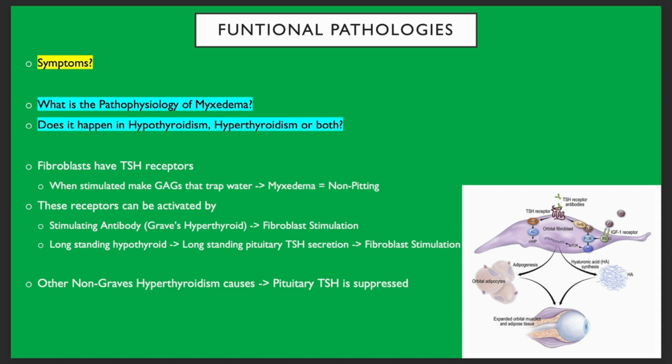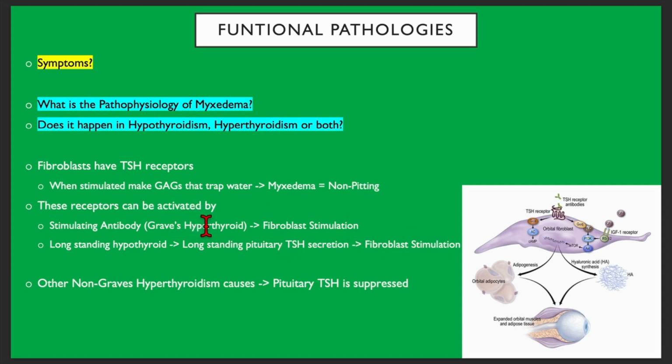It's like a jelly, you cannot make a pitting on it, while water can make a pit, because when you press on it, the water goes away, but this one doesn't go away. It's like a sponge. Yeah, so we have the Graves' disease, in which antibodies stimulate the receptor. Or if you have long-standing hypothyroidism, then the TSH from the pituitary is higher and prolonged. So the fibroblasts are again stimulated.